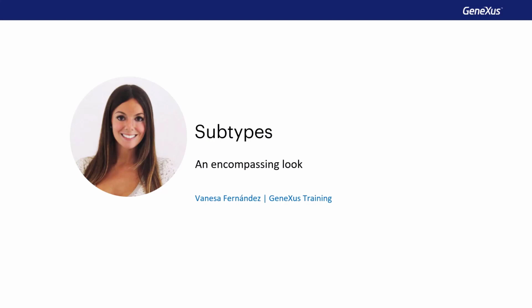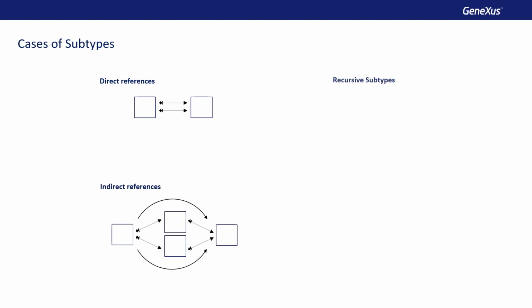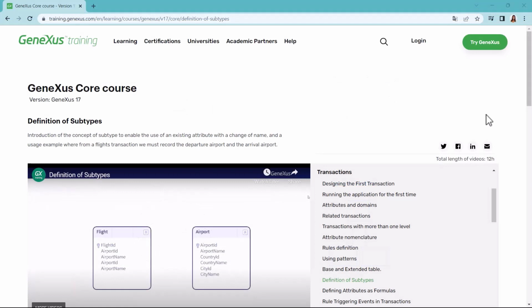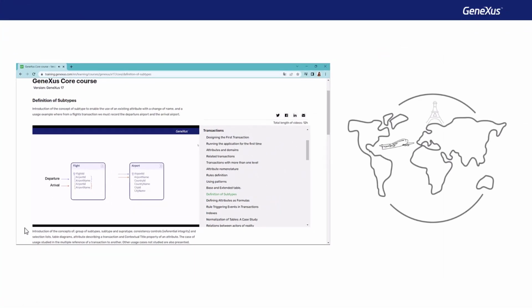Subtypes allow us to indicate to Genexus how to associate various attribute names to a single concept. In previous courses, we've analyzed and studied different cases where we define groups of subtypes to resolve conflicts or ambiguities that arise in our applications. We started with the simplest example, where we had a double reference to the same concept, but with different roles. In this case, we were asked to be able to register both the departure airport and the arrival airport of a certain flight.